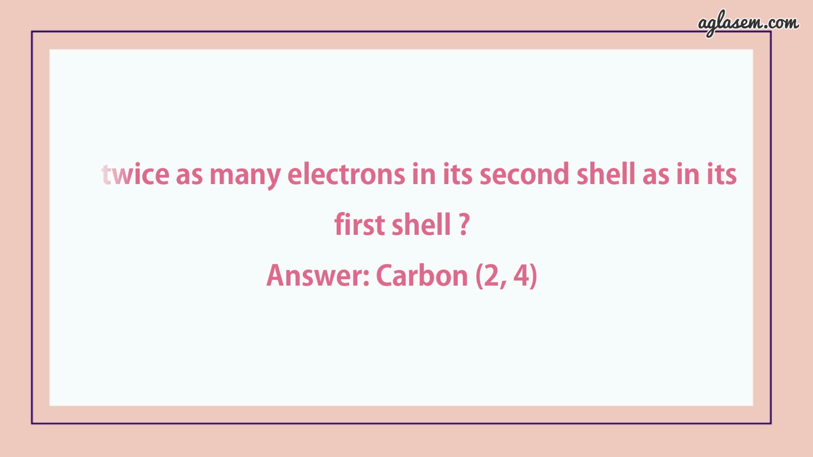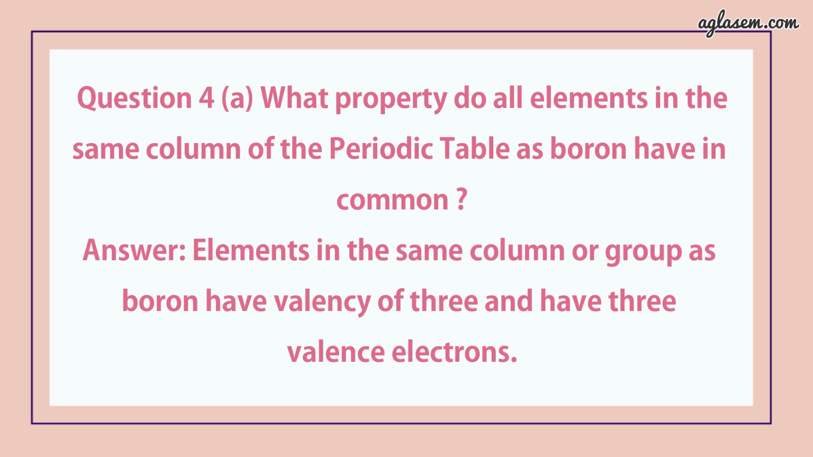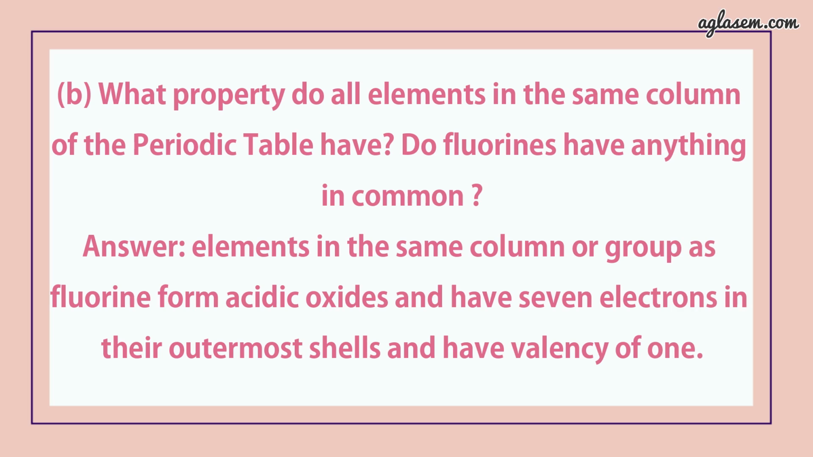Now question number 4. A part says, what property do all elements in the same column of the periodic table as boron have in common? Answer is, elements in the same column or group as boron have valency of 3 and have 3 valence electrons. Now B part says, what property do all elements in the same column of the periodic table as fluorine have in common? Answer is, elements in the same column or group as fluorine form acidic oxides, have 7 electrons in their outermost shell and have valency of 1.